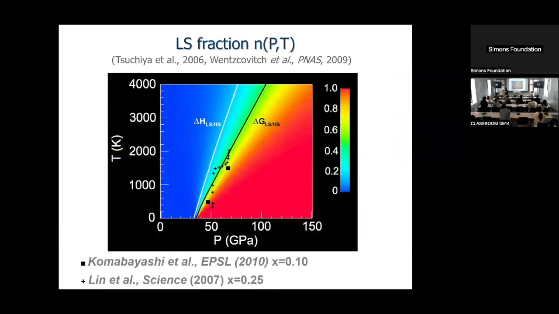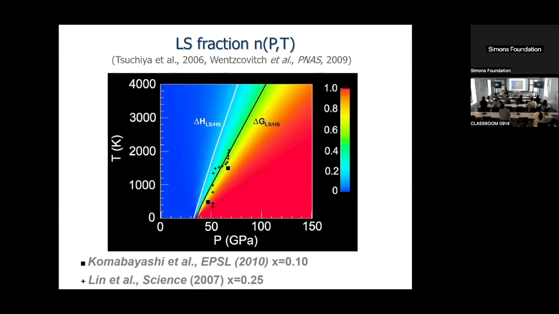The low spin fraction, 0 at low pressures, 1 at high pressures. This white line is if you don't include vibrational effects. This line here, black line, is if you include vibrational effects at the middle of the crossover. There is experimental data for 2 different concentrations, and you have to be careful because this phase diagram, when X is above 0.2, becomes dependent on the iron concentration. And so you have to be careful making this comparison, but there are very interesting results here.